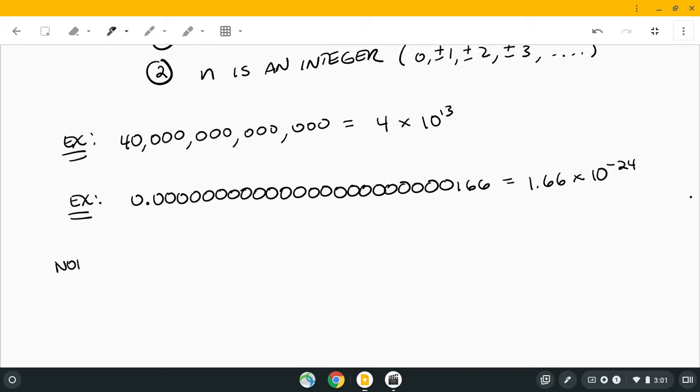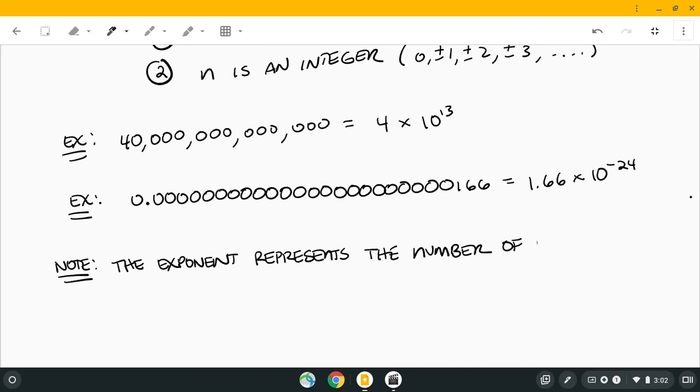All right, so just note here that the exponent represents the number of places the decimal moves. Okay, so the exponent represents the number of places, and the direction, actually, the decimal moves.